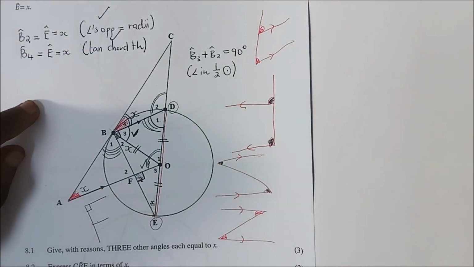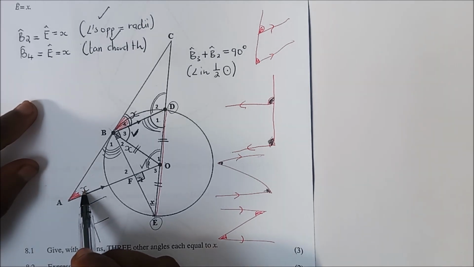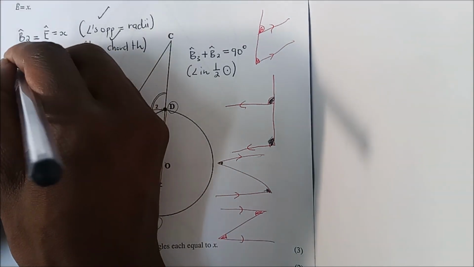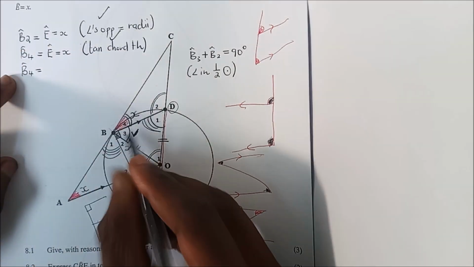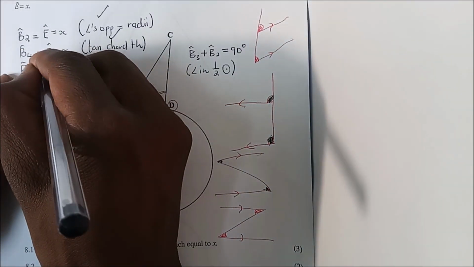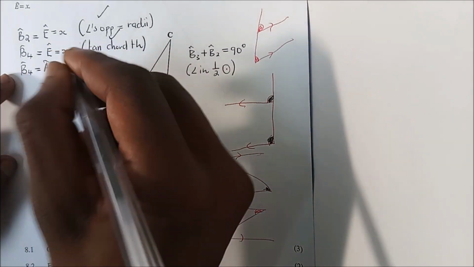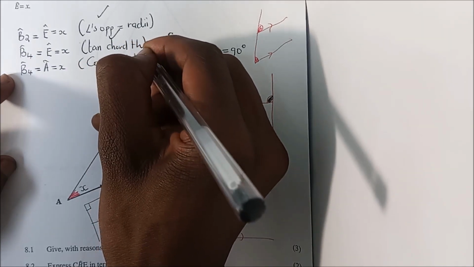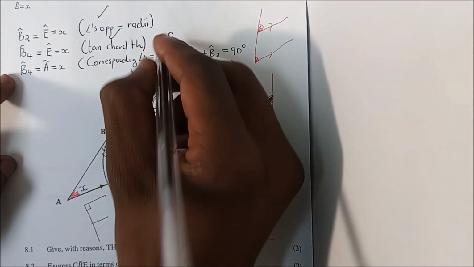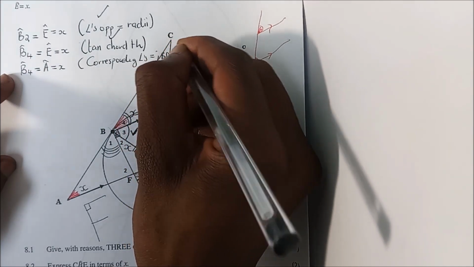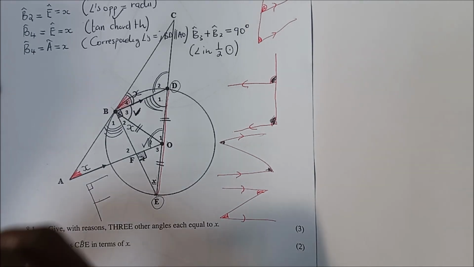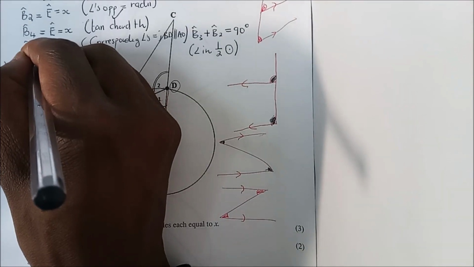So we have 2. We are left with the last one. Now let's look at A here. Can you see A? We said A is x. And how did we get that? Because we said B4 is equal to A is equal to x. Then what was our reason? It was corresponding angles equal. Why? Because BD is parallel to AO. So that was the easiest 3 marks: giving with reasons 3 other angles equal to x. So that was 8.1.